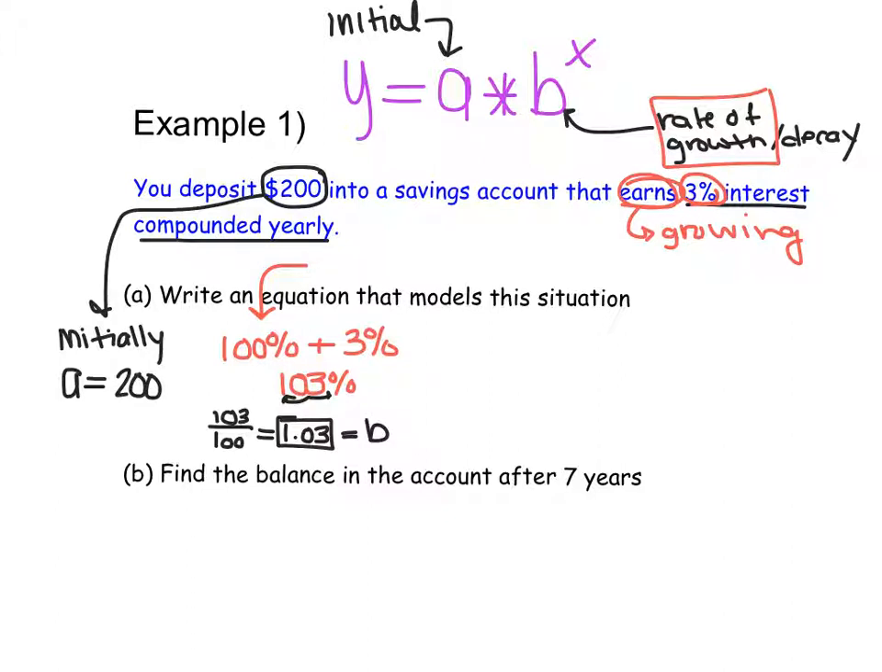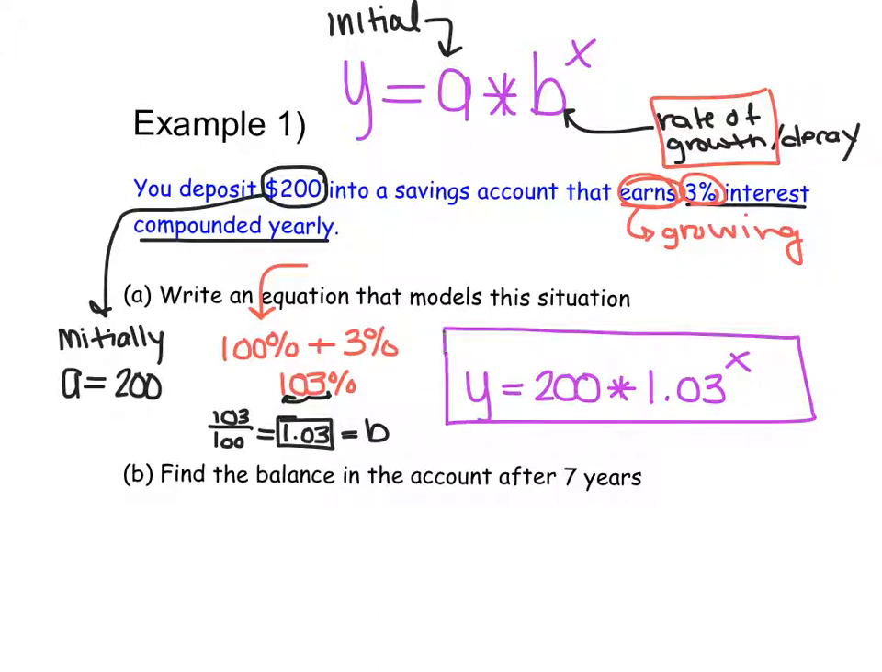So now we can go to our equation and we can write down, okay, our equation is y equals our initial value of 200 times our rate of growth, which is 1.03 or 103% to the power of x. So that there is our equation. Then from here, we're going to apply this equation to the situation described in part B. So in part B, it says, find the balance in the account after 7 years. So what this is telling us is that x is equal to 7.